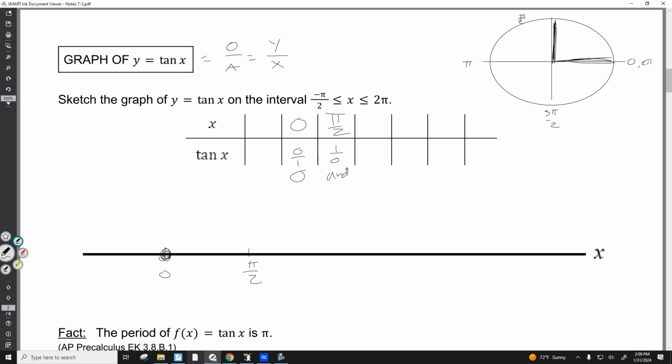It is a vertical asymptote. Great. All right, let's go to pi. What's the tangent of pi? 0.